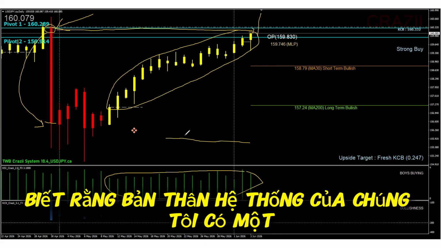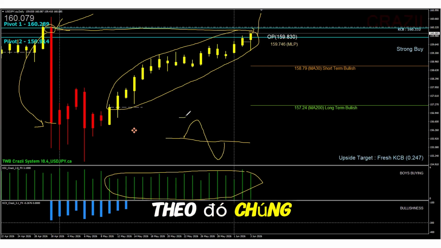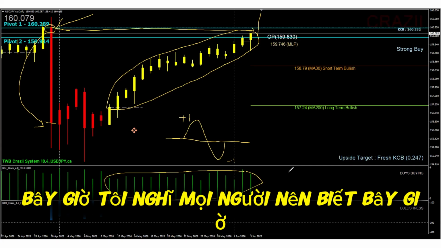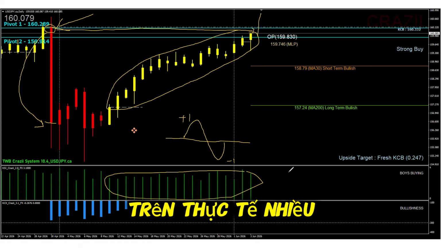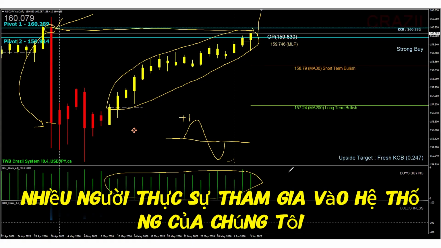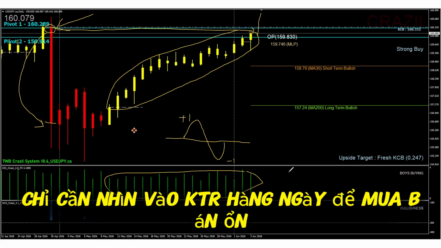Now, you know that our system itself has a very interesting algorithm whereby we say +1 and -1 is the KTR per day. Now, I think everybody should know by now our KTR is very, very accurate. In fact, many people come into our system just to look at the KTR every day to buy and sell.